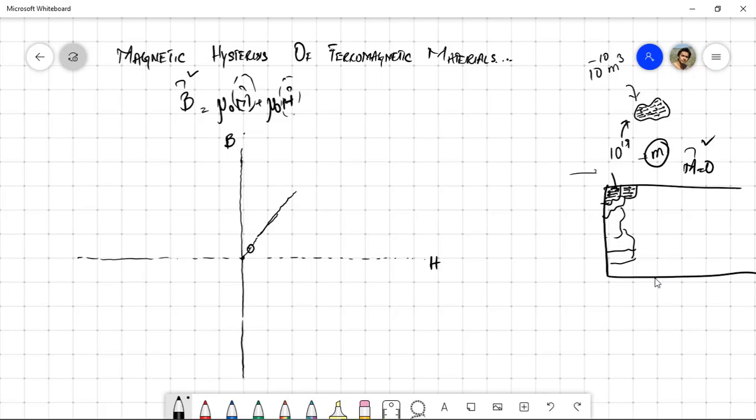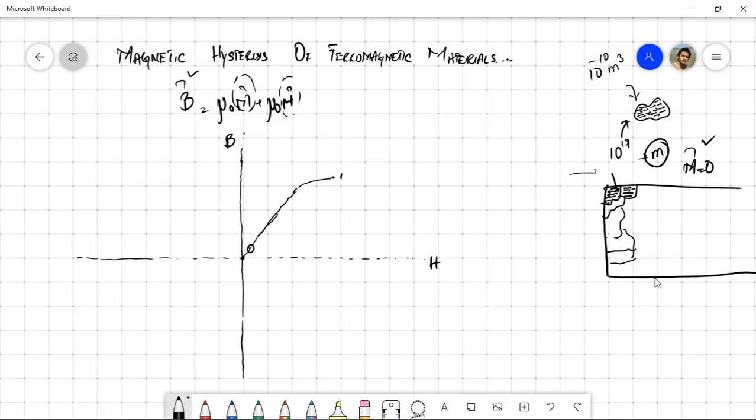But there will come a point at which there are no more domains to align. Then, whenever we increase the value of H, the value of B will not increase, and as a result we get this knee. Even by increasing H, B is not increasing much. This is saturation, the region at which the material has run out of domains to align. Now the material is magnetized.